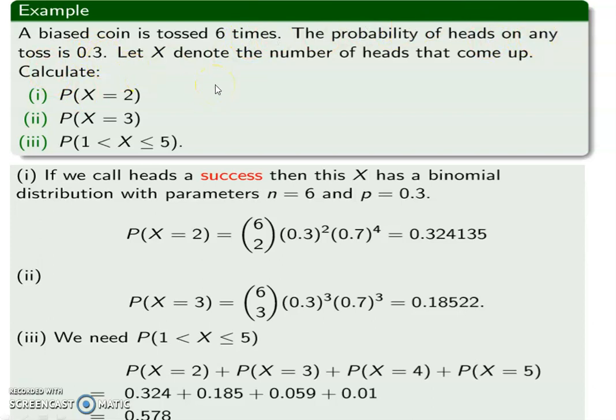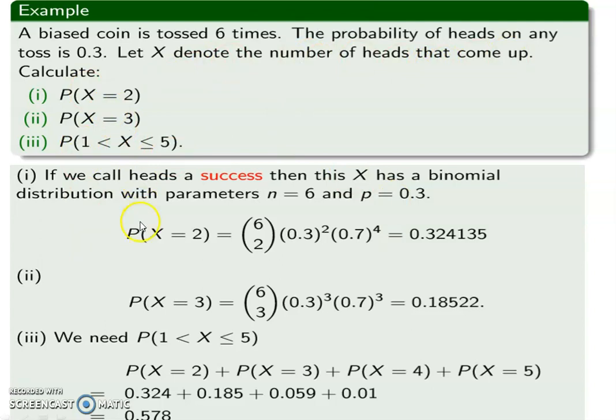That means we have only head and tail. The probability of head is given to us, then we can definitely say that it is an experiment that follows the binomial distribution. So the probability of head occurrence is taken as the success event. So p is equal to 0.3. Then X denotes the number of heads that come up.